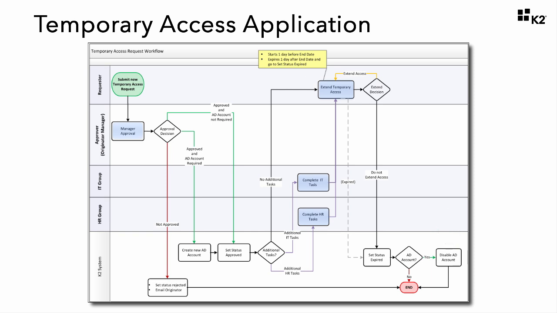As a security measure, we will also tell the workflow to expire the Extend Access step 1 day after the end date. This is in case the originator does not complete their task at that point in time. In this case, the workflow will automatically set the access request status to expired, and if necessary, it will disable the Active Directory user account for the temporary user.